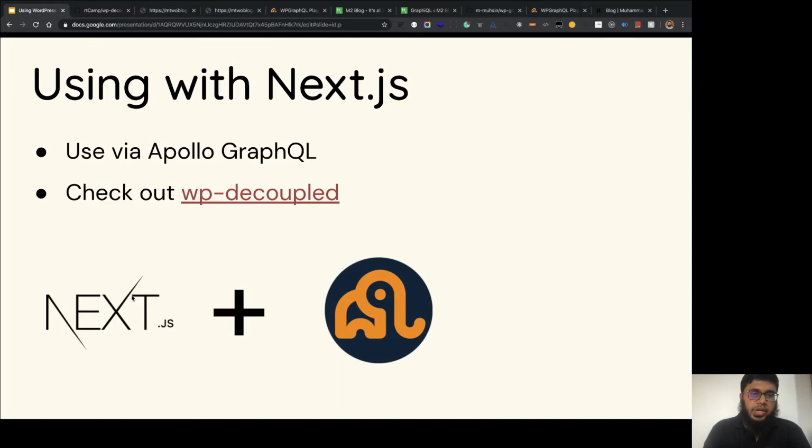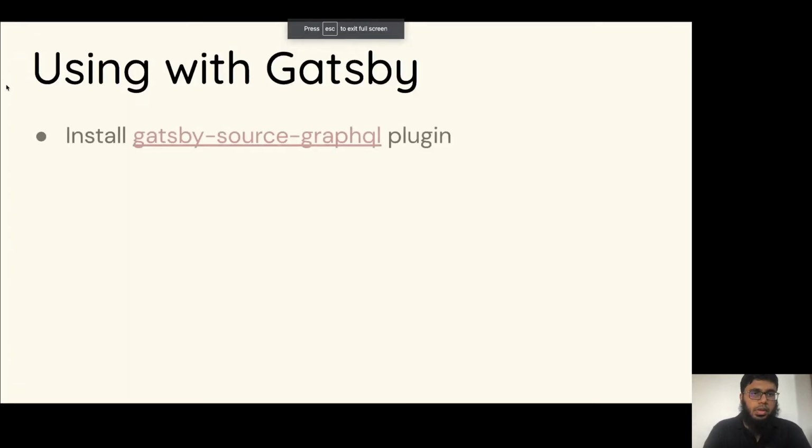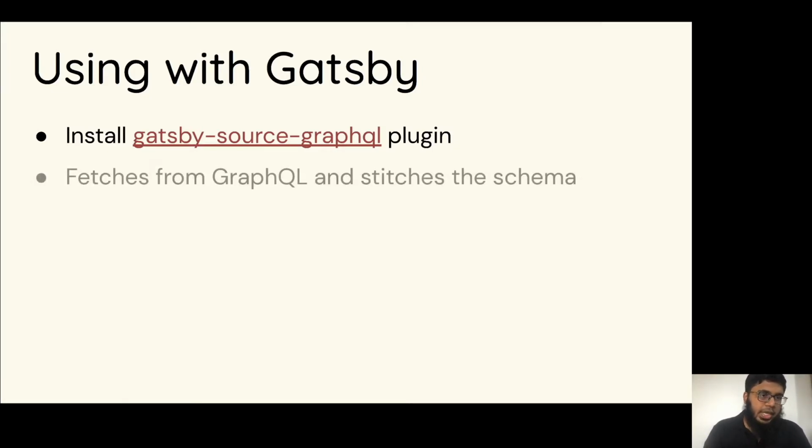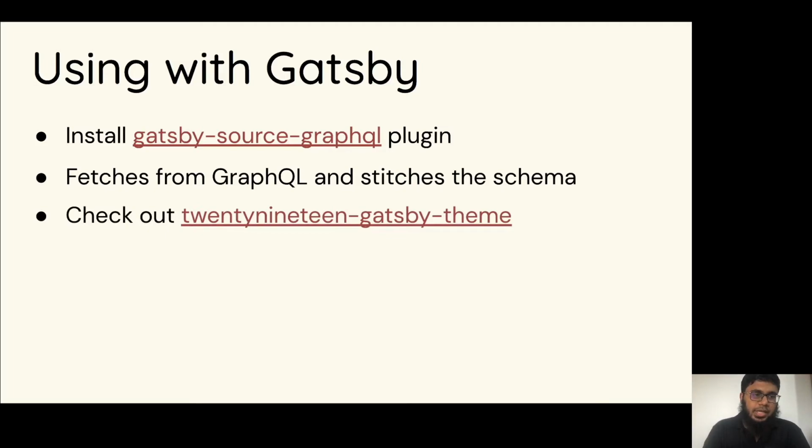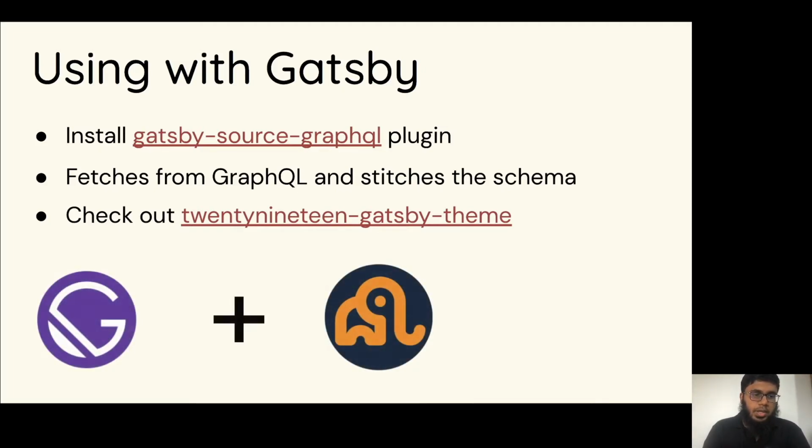So Next.js and GraphQL, WP GraphQL, are a good combination. You can also use GraphQL with Gatsby. We install the Gatsby source GraphQL plugin in your Gatsby site, which fetches the data from WP GraphQL and stitches the schema, and the Gatsby site would now be blazing fast. This is a project that I created along with Jason Ball, Zach Gordon, Hossein, and Alexa. So even Gatsby and GraphQL go really well together.